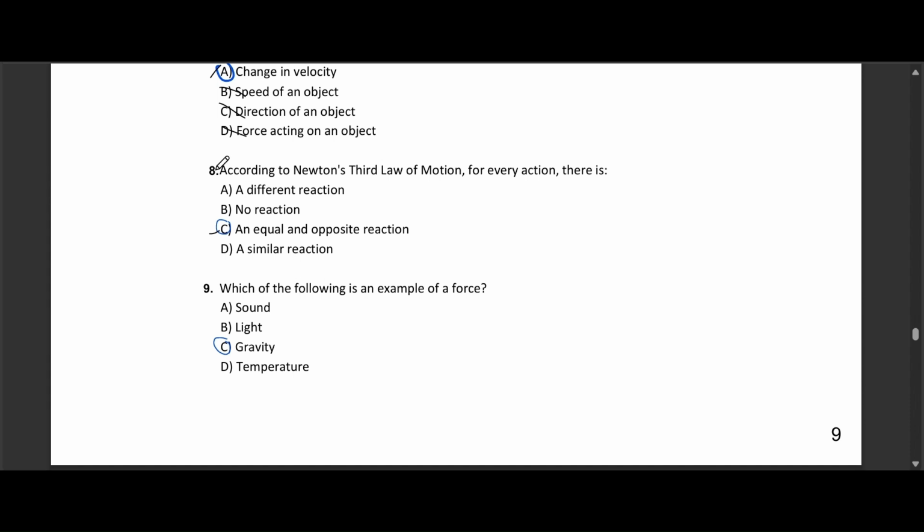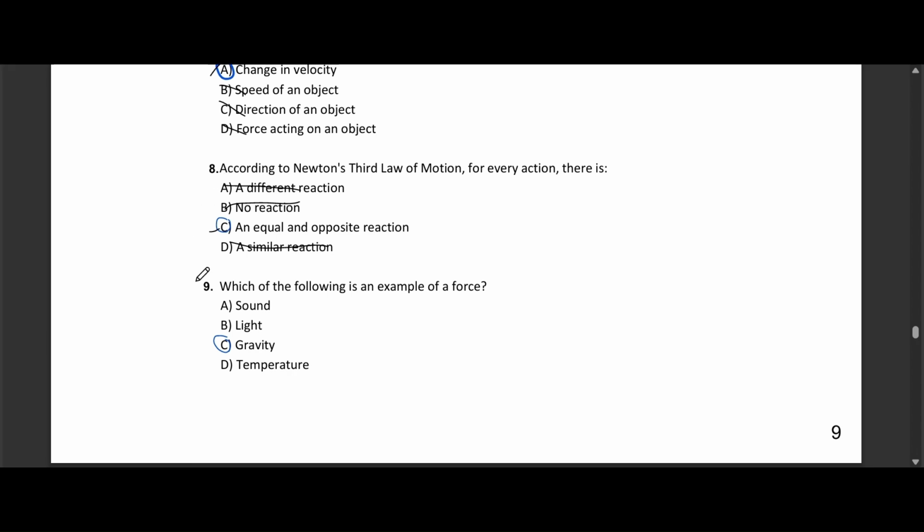Options A and D are too vague. They don't accurately describe the relationship between action and reaction forces. Option B is completely wrong. There is always a reaction. So the answer is C, an equal and opposite reaction.